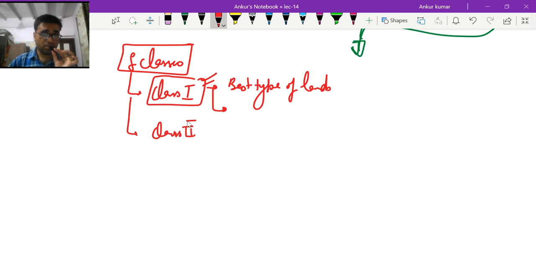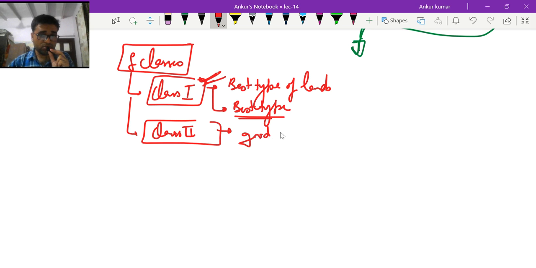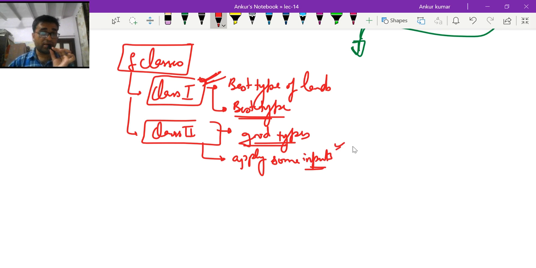Then the class 2 land, category number 2. The class 2 lands can also be used for cultivation, but they are not as good as class 1. If class 1 is the best type, then class 2 lands are just good types. That doesn't mean that this type of land cannot be used for cultivation. Yes, they can be, but you have to apply some inputs in the form of irrigation, fertilizers, and pesticides. So these inputs have to be applied.